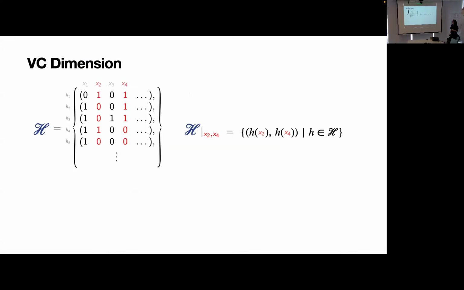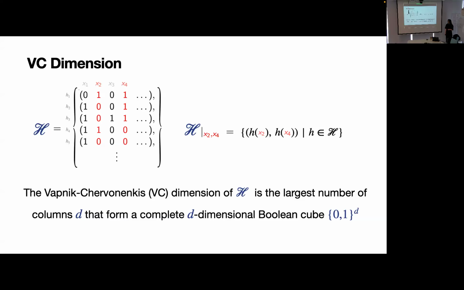Now I want to define a property of this class called the VC dimension. First, let's think of restrictions of the class to certain columns in the matrix. I'm thinking of a restriction of the class to, let's say, columns 2 and 4, by taking all the possible patterns of functions in the class over these two columns. Now we can define the dimension. The VC dimension, Vapnik-Chervonenkis dimension, is simply the largest number of columns D, data points D, such that when restricting the class to those D columns, we get the complete D-dimensional Boolean cube, so all 2 to the D combinations. Specifically in this case, we get all these 4 patterns. Questions about the definition?